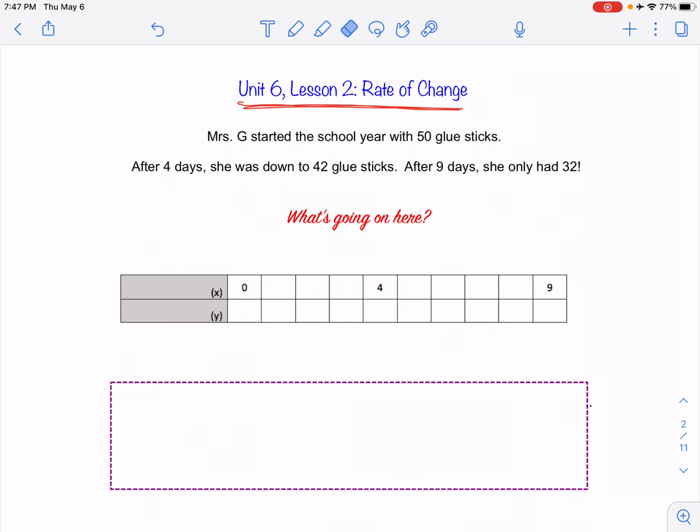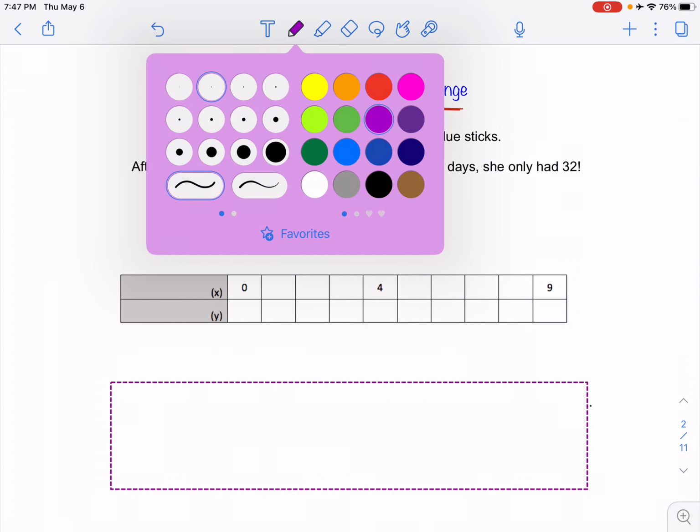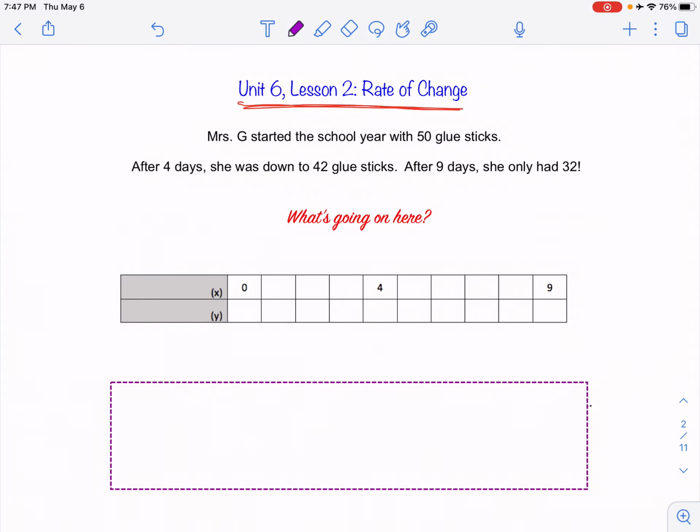So people are stealing my glue sticks. Not surprising, people like to do that. Glue sticks are a hot commodity. So we're talking about how this pattern is changing, and I've only given you certain points here. After 4 days, after 9 days, I haven't told you that every single day this is the change. And that's what I want you to figure out.